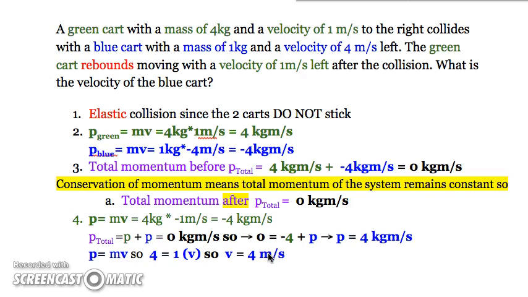So they leave, and their momentum still sums to 0, which means if the green cart has 4 kilogram meters per second left, the blue cart needs 4 kilogram meters per second right, and because it only has a mass of 1 kilogram, it must have a velocity of 4 meters per second. So you're doing that same thing for your 4 example problems.